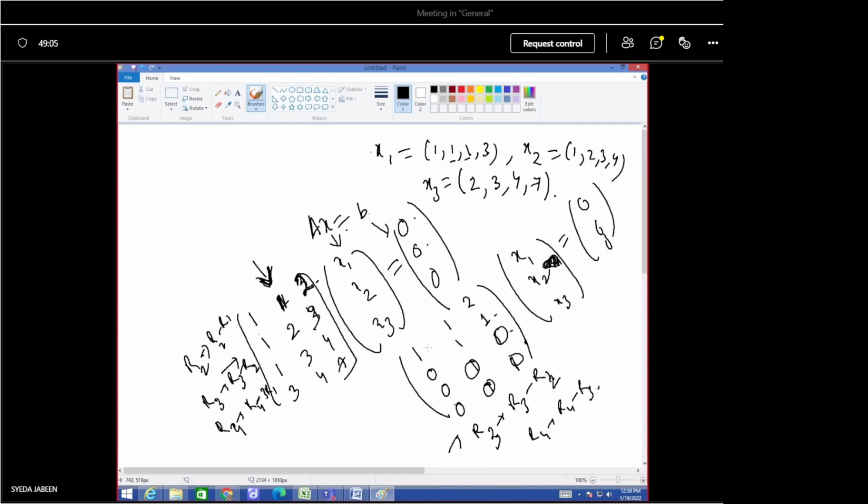So from this, what you can get: x1 plus 2 x2 plus 2 times x3 is equal to 0. और यहाँ से आ रहा है हमारा x2 plus x3 is equal to 0. तो यहाँ से कुछ मिल रहा है? यहाँ से हमारा आ रहा है x1 plus x2 plus 2 times x3 is equal to 0, and यहाँ से आ रहा है x2 plus x3 is equal to 0. तो यहाँ से कुछ एक रिलेशन मिल रहा है.